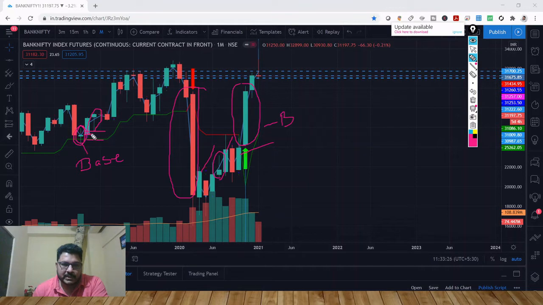Within the next candle, bulls have won. That's why they have taken the price up from here. Right, so that is the concept. So keep that in mind to analyze any chart.